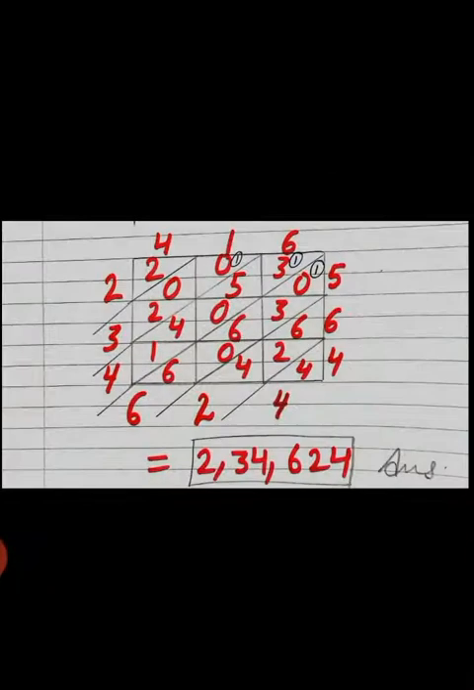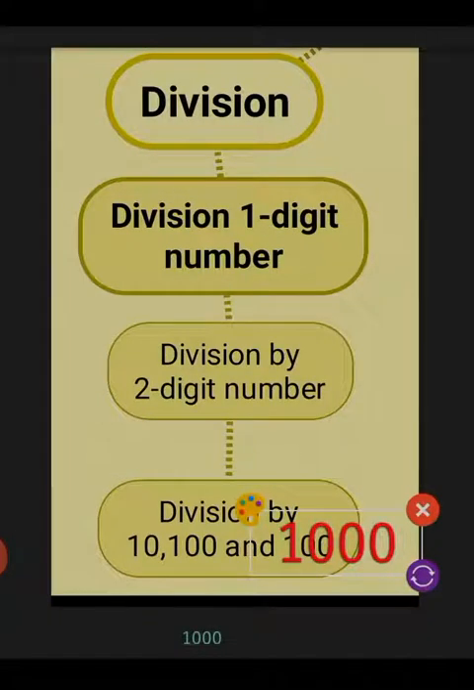Now let us start a new concept, that is division. Under division you will see division of a number by a one digit number, division by a two digit number, then division by tens, hundred and thousand. Division by a three digit number you will do in the next class. Now in class 5 you will complete only these concepts.